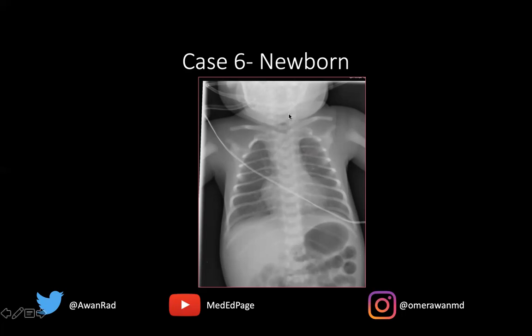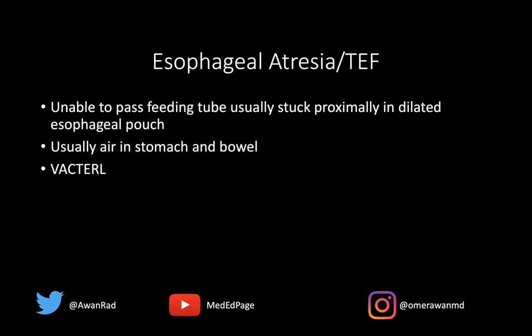When you have a feeding tube that can't be passed into the stomach, and it ends in a blind-ending pouch here in the proximal upper chest, but you still have gas in the stomach and the bowel because of the tracheoesophageal fistula. So this is a nice example of what esophageal atresia and TEF would look like. You can't pass the feeding tube. It's stuck proximally in the dilated esophageal pouch. Usually there is air in the stomach and bowel, but there are different types of esophageal atresia and tracheoesophageal fistula.